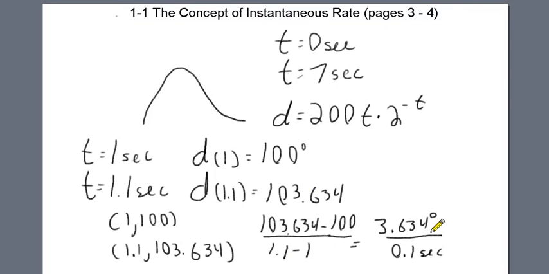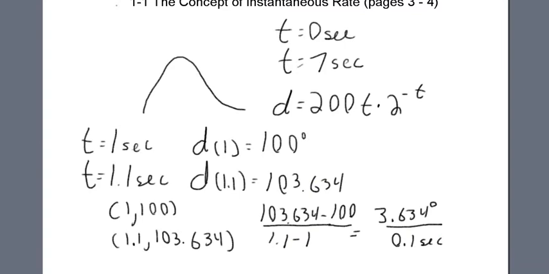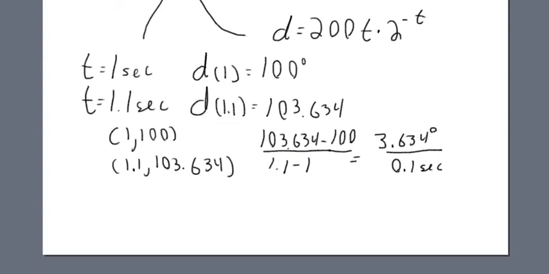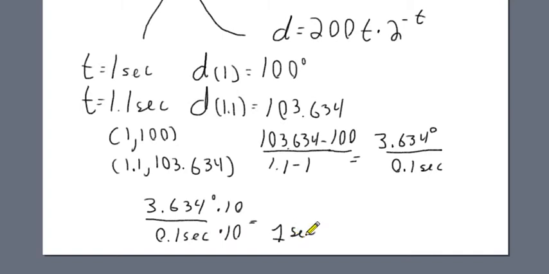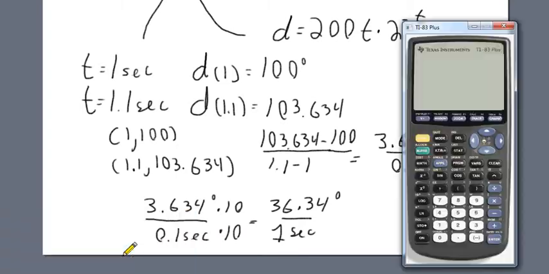However, degrees per 0.1 seconds isn't that helpful. So let's go one more step and convert that to over 1 second. Let me rewrite what I have: 3.634 degrees over 0.1 seconds. I'm going to multiply both the top and the bottom by 10. That gives me 1 second on the bottom and 36.34 degrees on top. So our door is moving at 36.34 degrees per second. Seems kind of fast, but that is what it is.